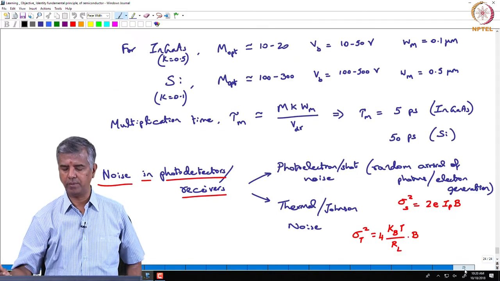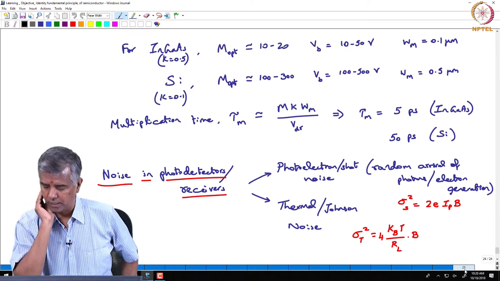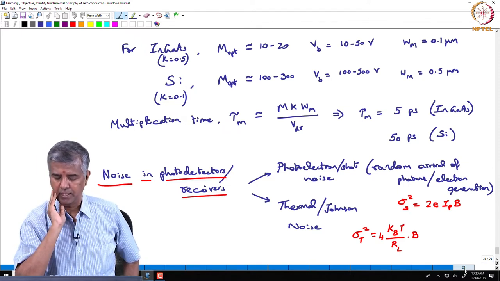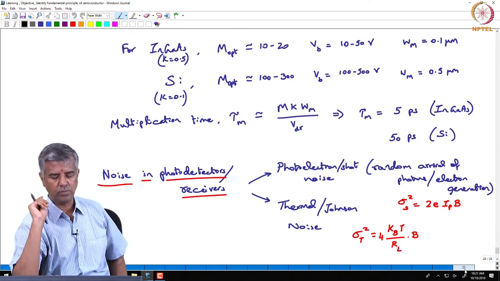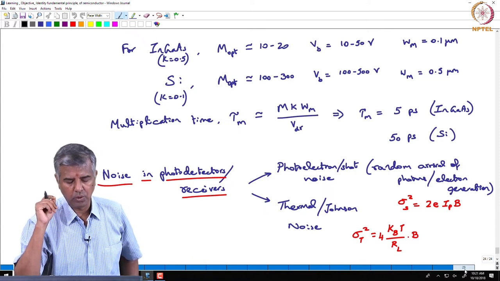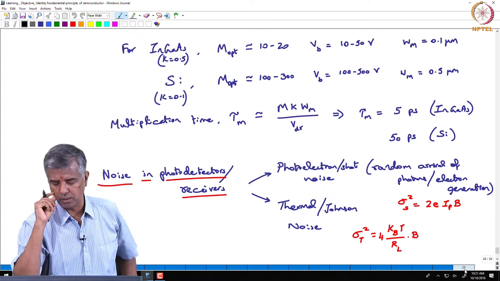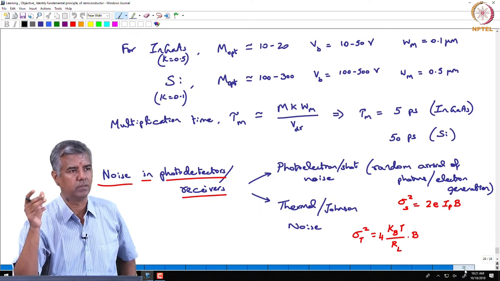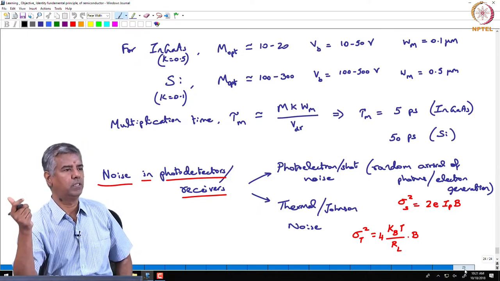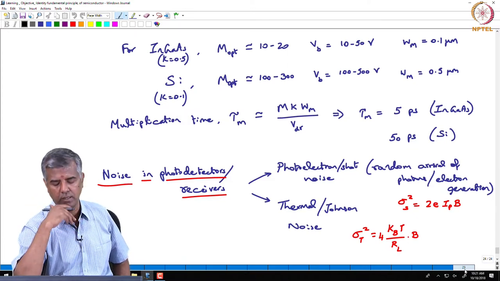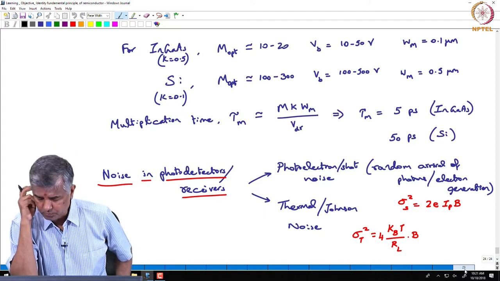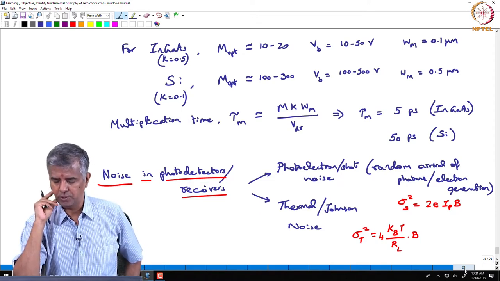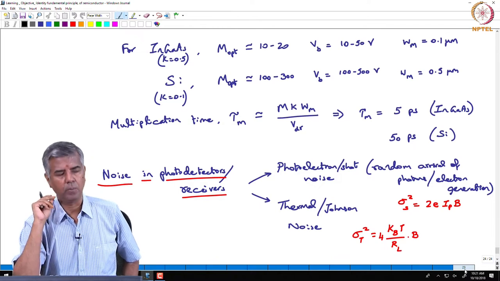So, we considered that, and we looked at some sample numbers for silicon and indium gallium arsenide APDs. Then, since we started talking about signal to noise ratio, we wanted to look at what noise means in a photodiode. In a typical case, it's not just the photodiode that matters. You need to extract the current in the external circuit, so you have to look at it overall as a photo receiver. When we look at the receiver noise overall, there will be one component which is the shot noise, and the other component is the thermal noise.